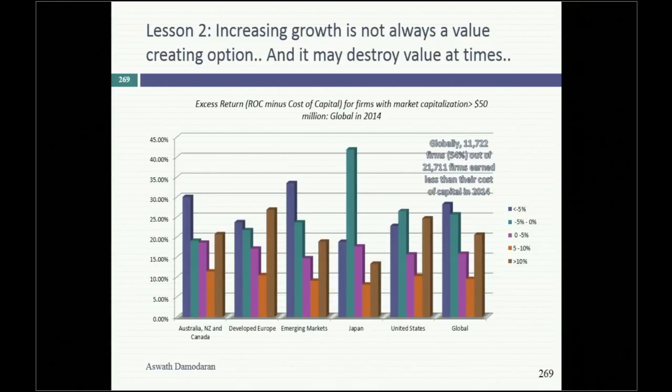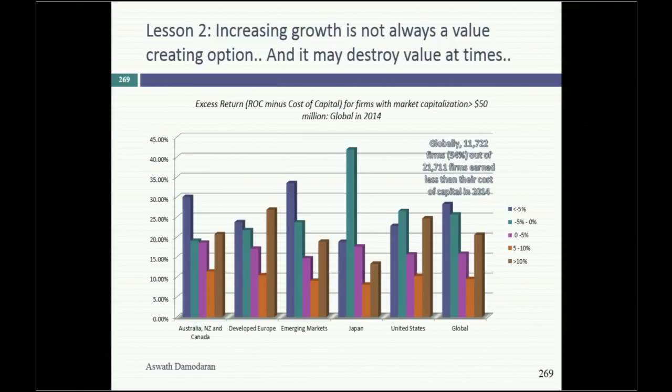Because here's what the graph shows. I actually just focused in on companies with a market cap greater than 50 million, because if I bring in the companies less than 50 million, things look even worse. But then you can blame me, those are young companies, you can't. So I focused on 50 million or higher. There were 21,711 companies with market caps of 50 million or higher across the globe at the end of 2014.